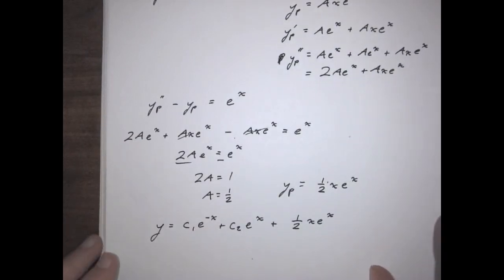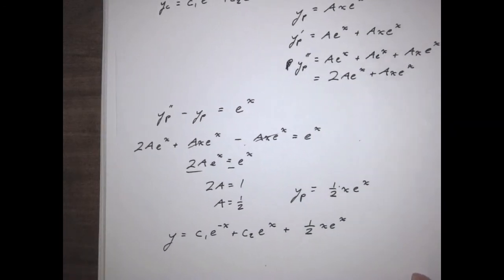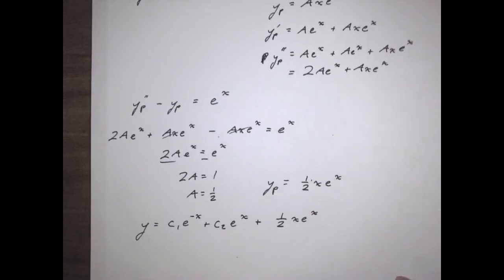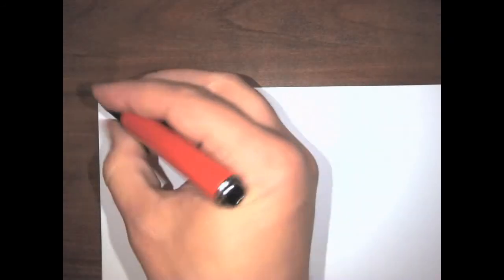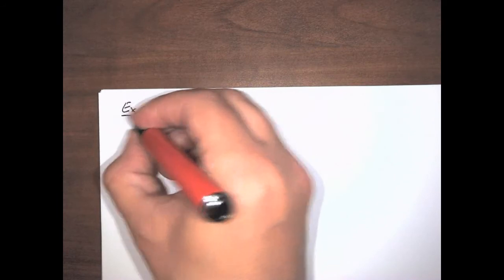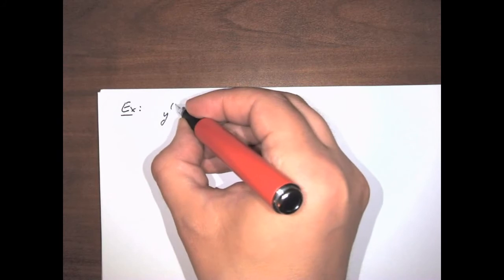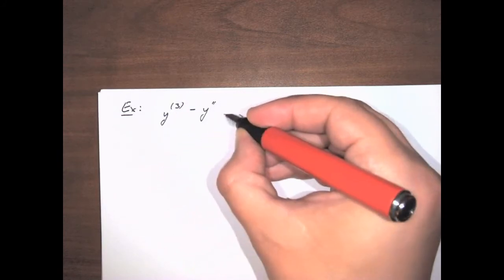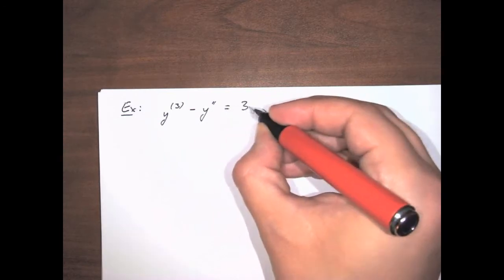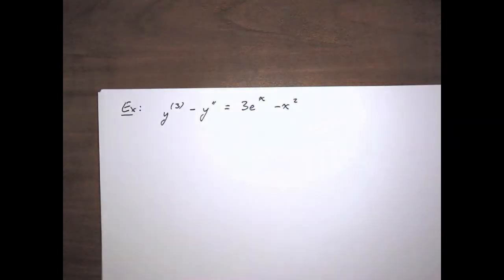But the duplication may be worse than that, and when it is worse than that, it becomes a little bit more complicated to deal with. So let's have a look at what that can look like. So let's take as our next example something like this. We'll say the third derivative of y minus the second derivative of y is equal to 3e to the x minus x squared.